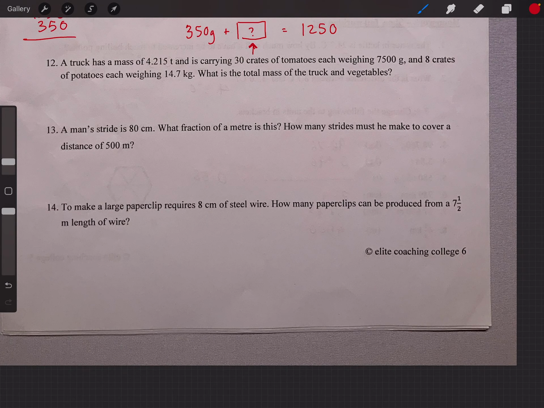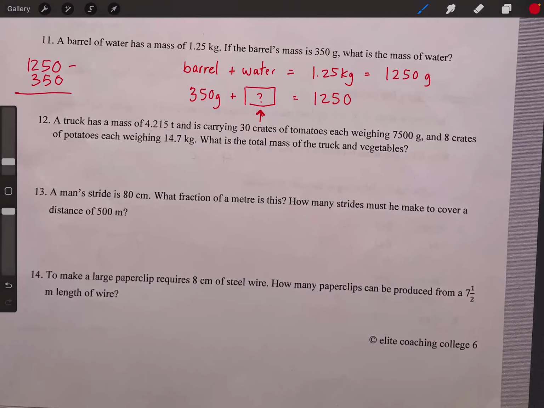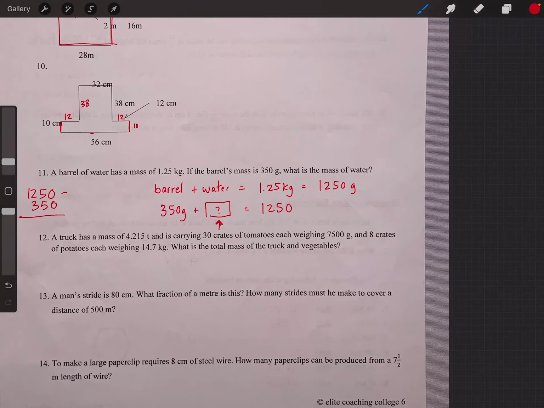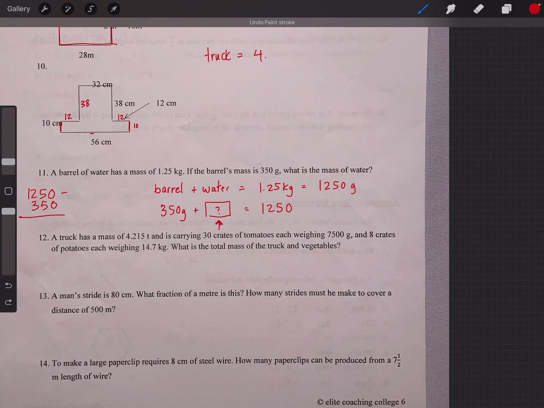Question 12. A truck has a mass of 4.215 tons and is carrying 30 crates of tomatoes, each weighing 7,500 grams, and 8 crates of potato, each weighing 14.7 kilograms. What is the total mass of the truck and vegetables? Okay, so the truck itself, so let me write up here. So the truck is 4.215 tons.